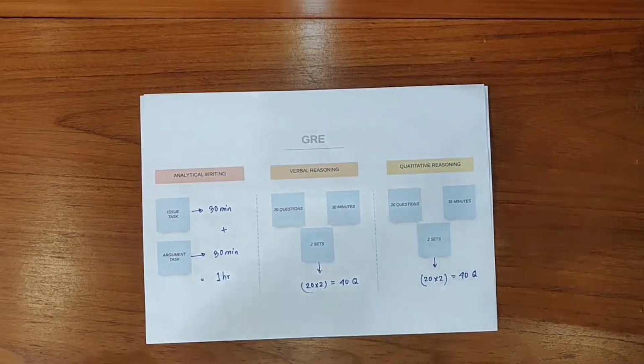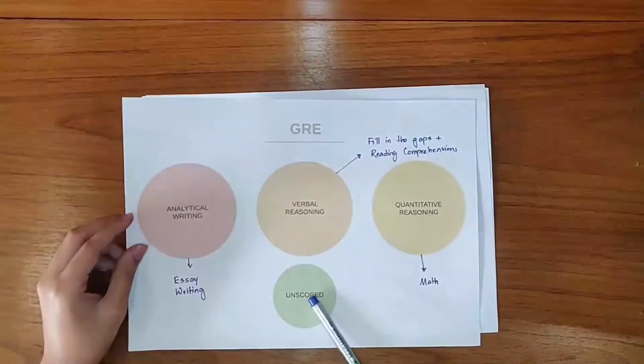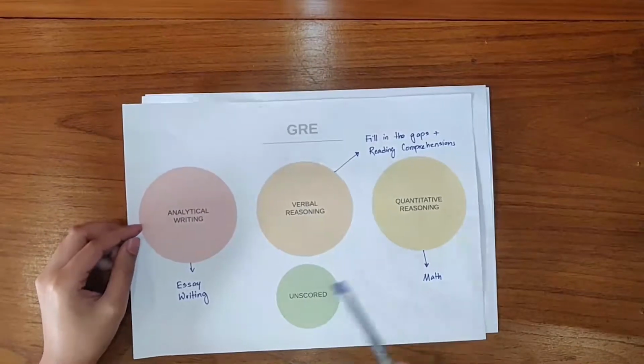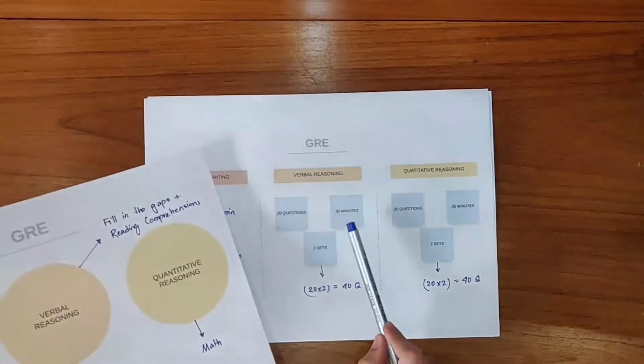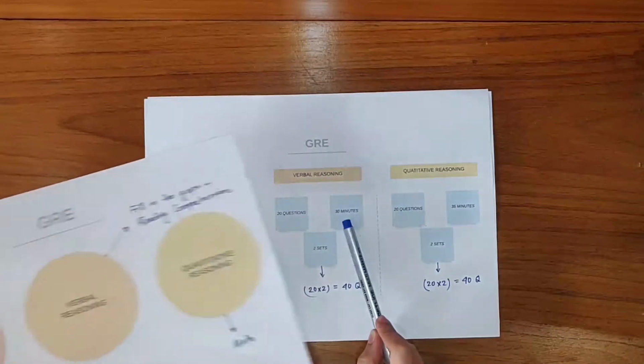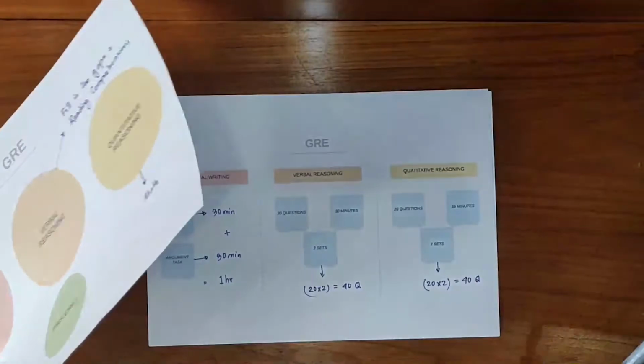Now, the additional section that we talked about earlier, which was the unscored section. If your unscored section is from verbal reasoning, you'll get 20 questions, which must be solved within 30 minutes, and if it's from quant reasoning, you'll have 35 minutes to solve 20 questions.